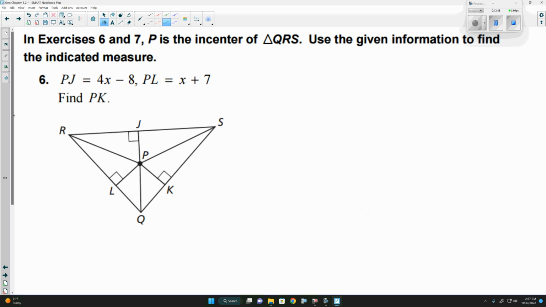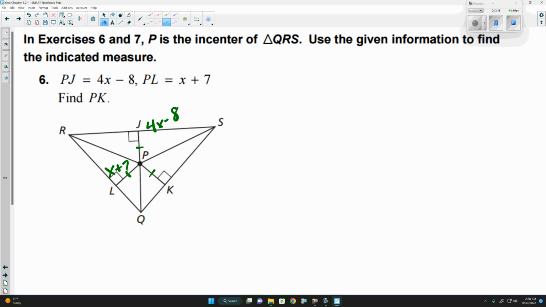Let's look at this one here. P is the incenter. So they tell us point P is the incenter of this figure, which means the distances from it to the sides of the triangle are going to be congruent. They're going to be the same. If it was circumcenter, it'd be from that point to the angles. They tell us that PJ is 4x minus 8. PL is x plus 7. And we want to find the length of PK.